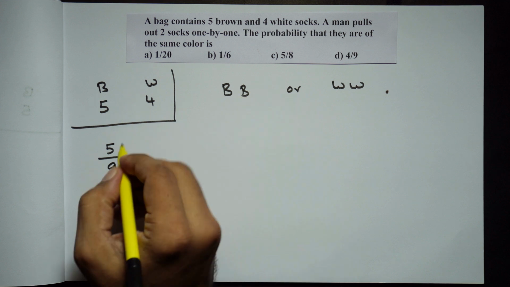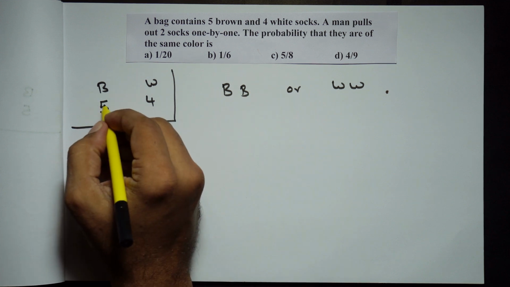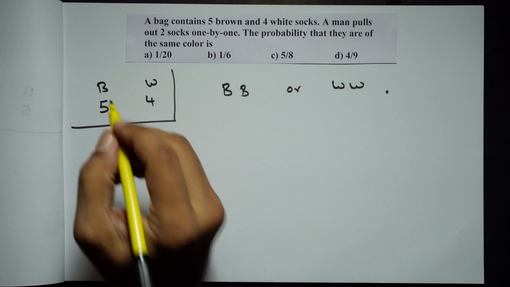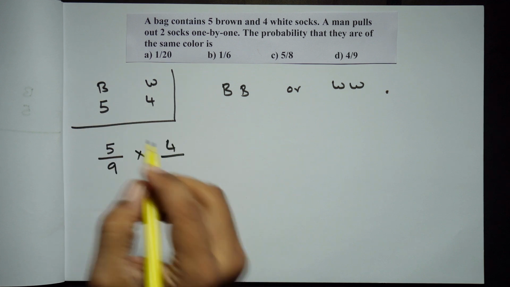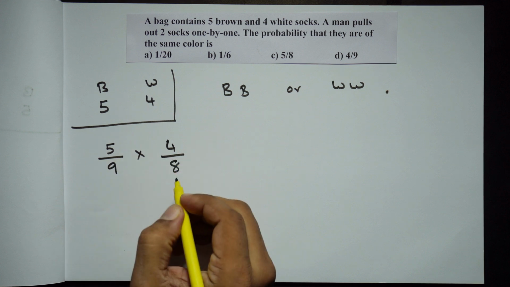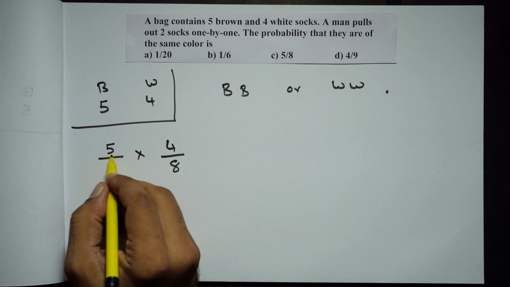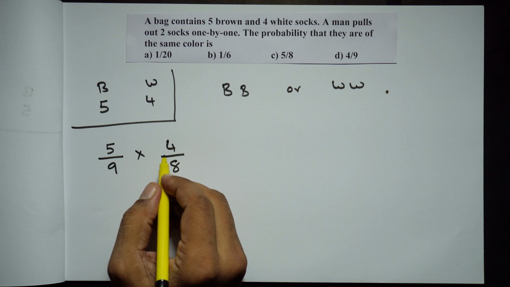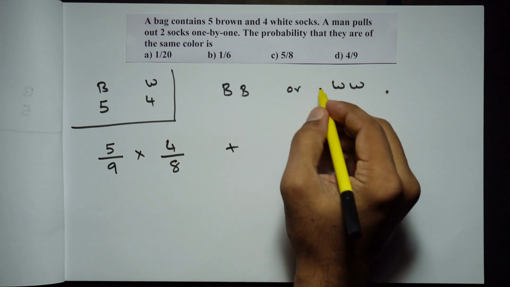Then the second one should also be brown. 5 brown were there, 1 has already been taken out, so remaining 4. Altogether 9 were there, 1 has already been taken out here, so remaining 8. So this is the probability that the first one is brown and the second one is brown. Or it can be white and white.